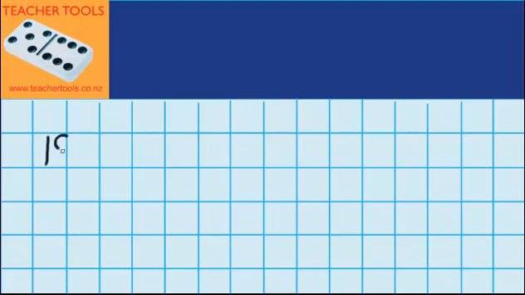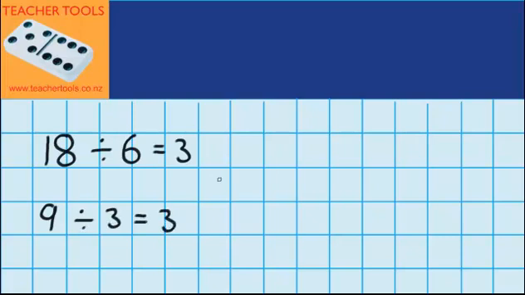We have 18 people who are coming into a restaurant, and they need to be shared around 6 tables. And I know that 18 divided by 6 is 3. Now we're going to see if we can spot a pattern between this one here and this problem. At this restaurant, there's only 9 people, but there's also only 3 tables. I know 9 divided by 3 is 3. We can have a look at that up here.